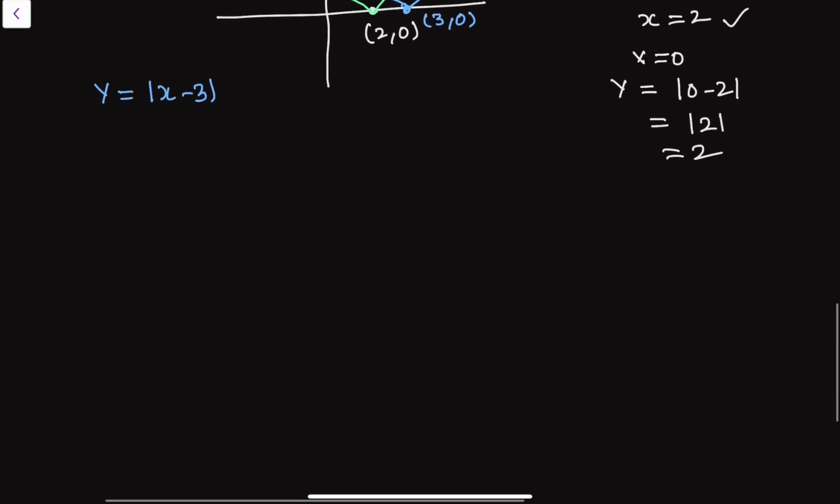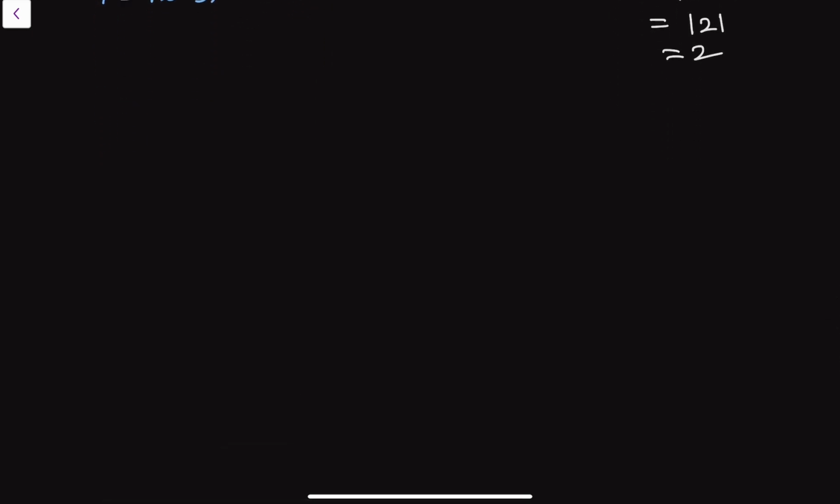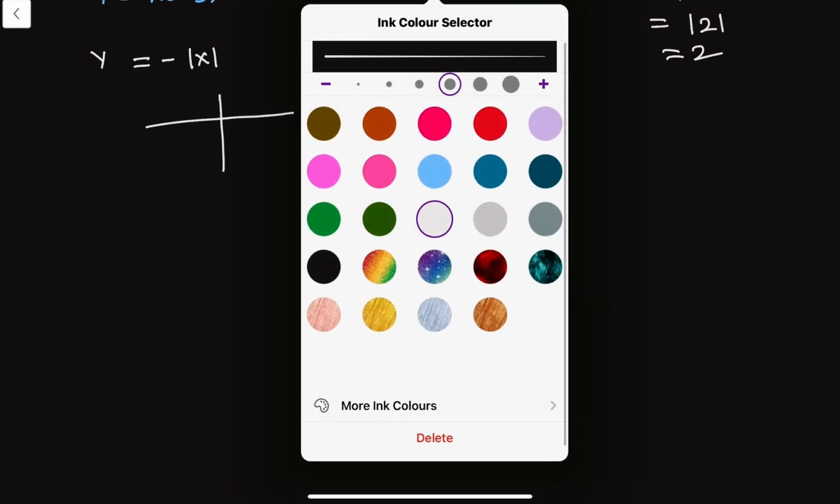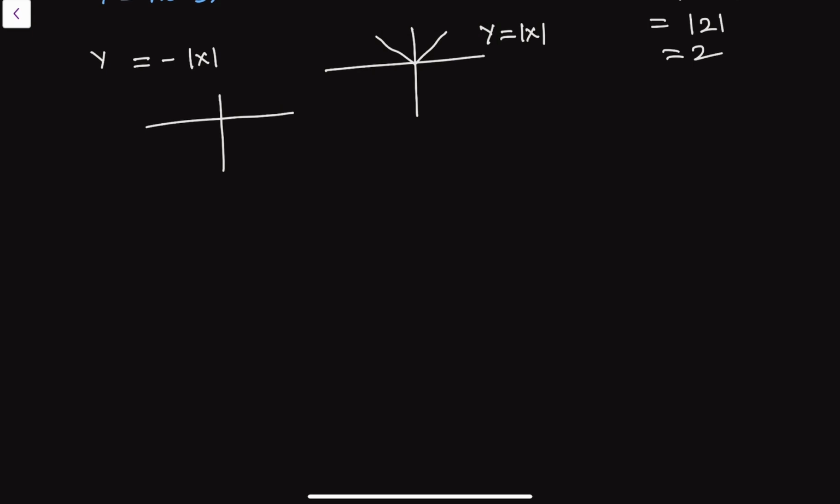Let's look at a few more graphs of the modulus function. Let's say you have to plot the graph of y = −|x|. The graph of y = |x| is this one. Now simply reflect this about the x-axis. When you reflect it about the x-axis, you basically get the graph in this way. So this is the graph of y = −|x|.